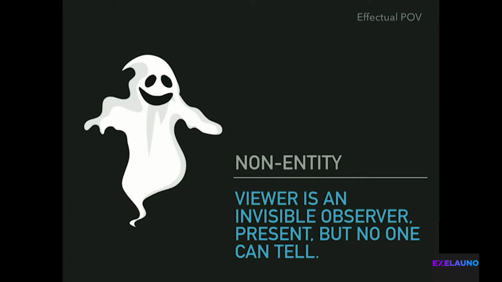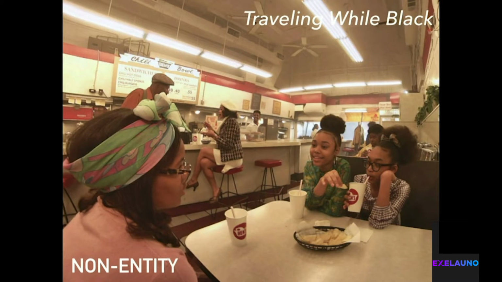The viewer is an invisible observer in the scene. So you're there, right, because you're witnessing it, but no one sees you or interacts with you. It's kind of like you're invisible, you're not even there. A great example of this is Traveling While Black.